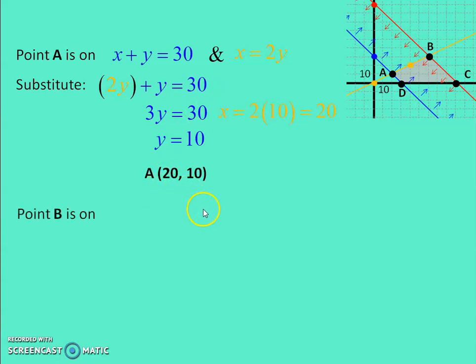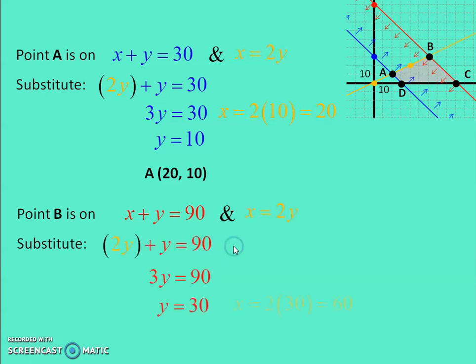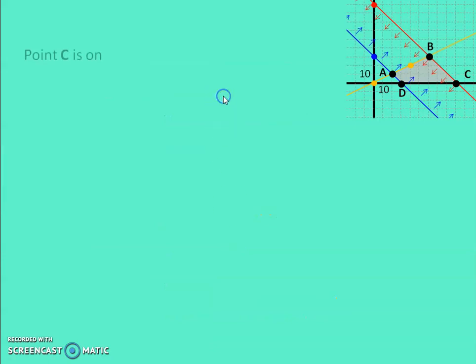Those are the coordinates. Point B is on the red and the orange. My red equation is x plus y equals 90. That's my orange. I solved by substitution again, and I got the coordinates 60 and 30. Feel free to pause at any point if you want to write stuff down and I'm moving too fast.